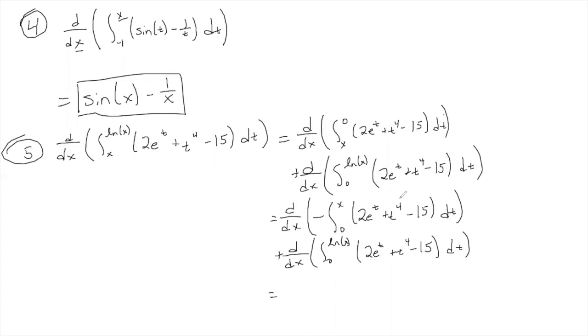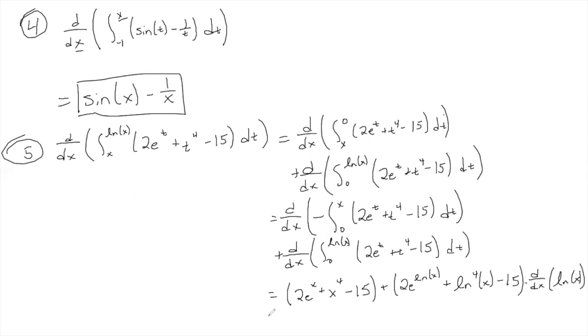So the derivative here is nice and easy, right? In the first case, I'll separate them by parentheses. I get 2e to the x plus x to the fourth minus 15 plus, and now I plug in ln of x, right? So I get 2e to the ln of x plus ln to the fourth of x minus 15. But this term I have to multiply by the derivative of ln of x, right? Just by chain rule.